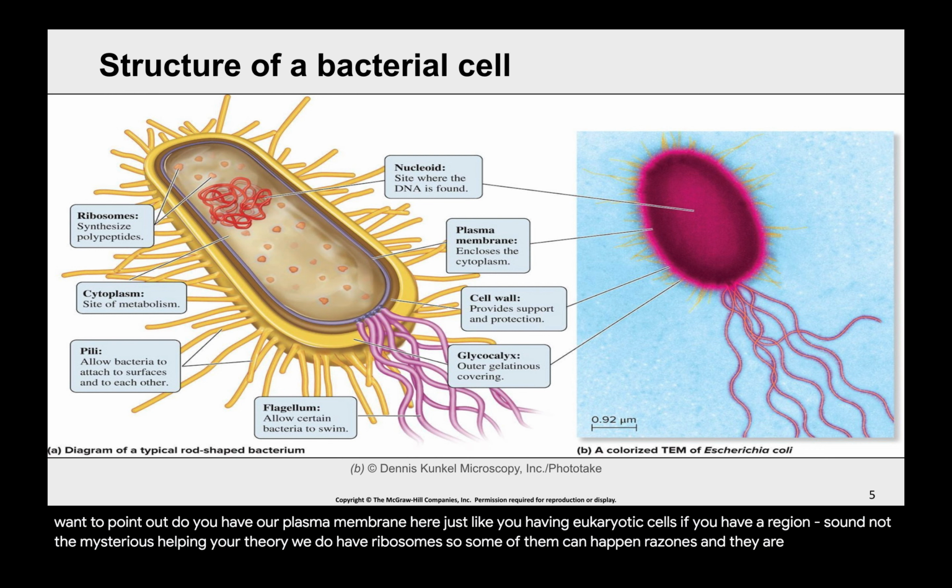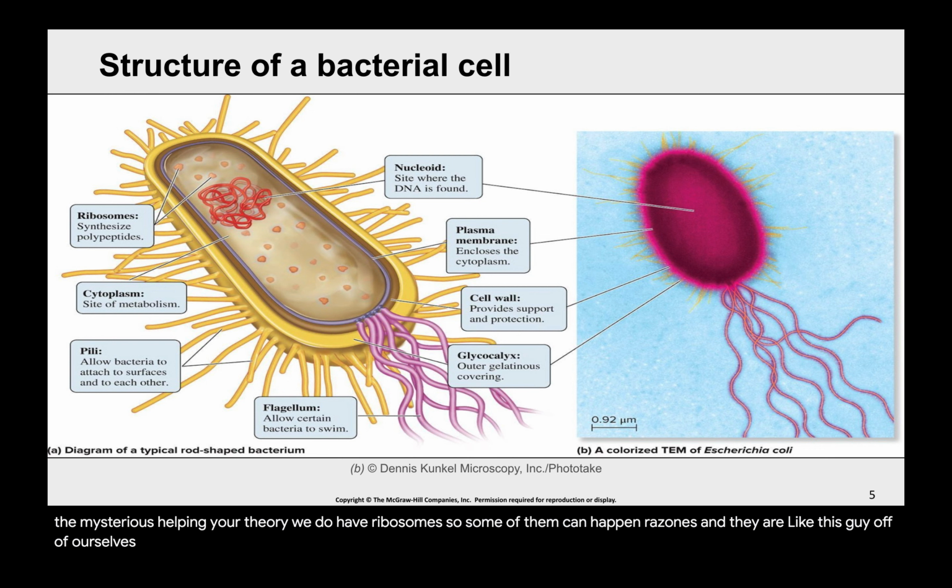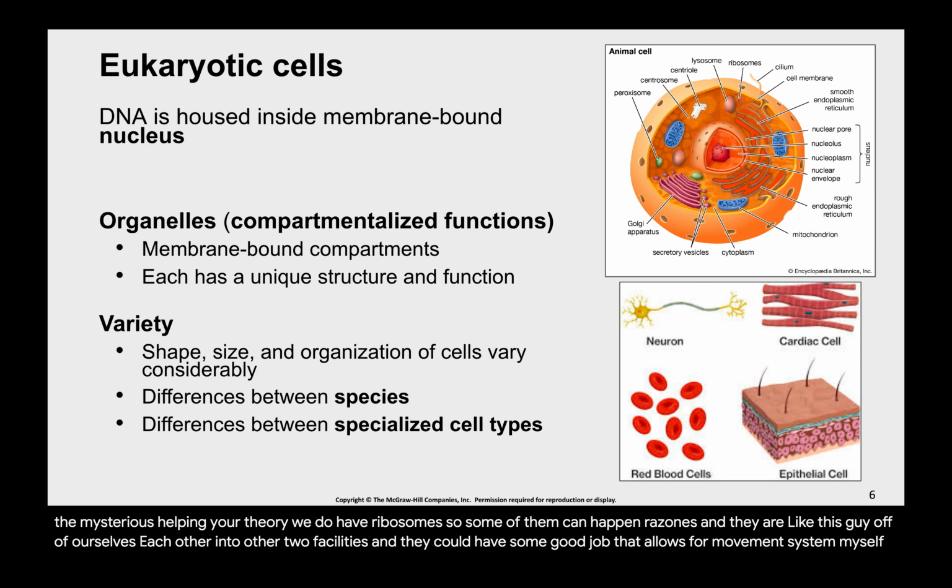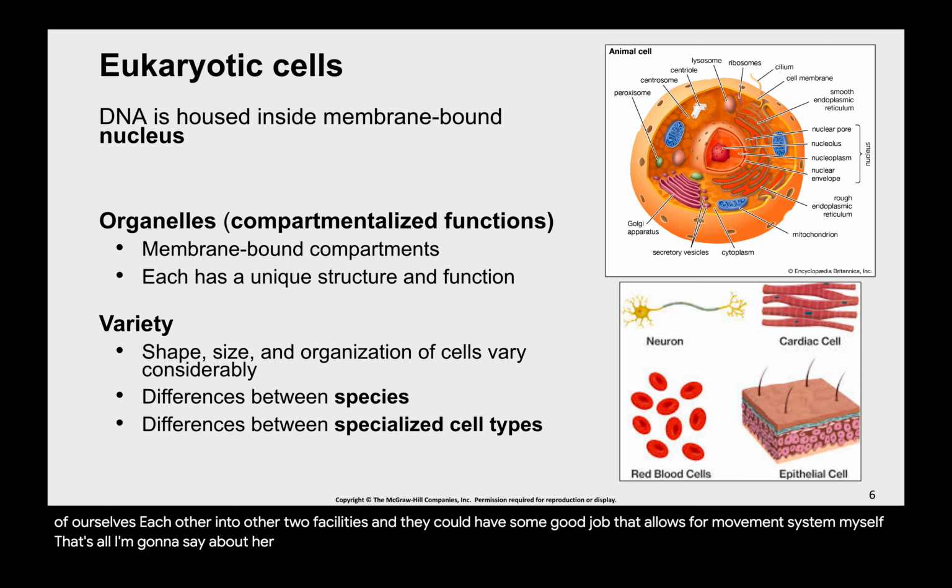They can also have other features like pili, which are these elongations off of our cell wall that really allow these cells to stick to each other and to other surfaces. They could have some flagella, and that allows for movement within our cells, like a swimming movement. That's all I'm going to say about prokaryotic cells.